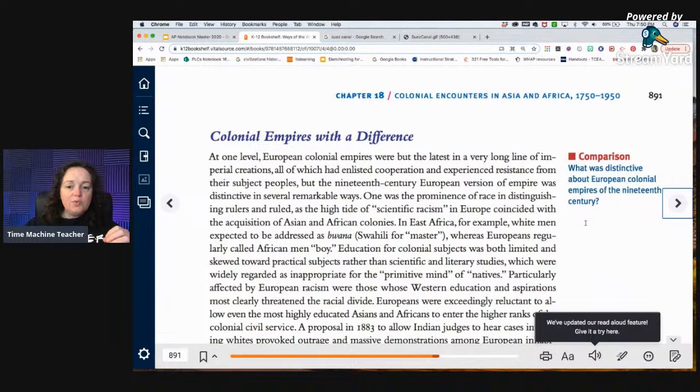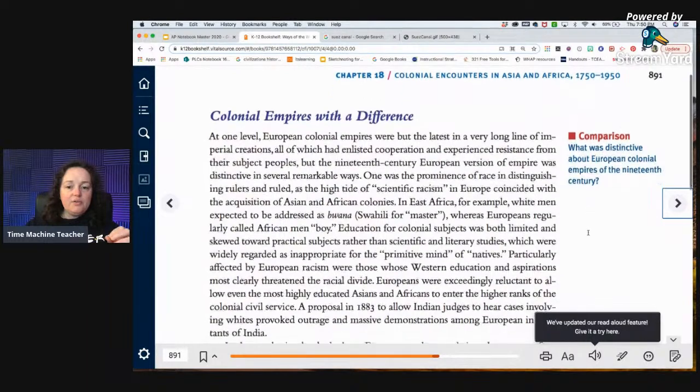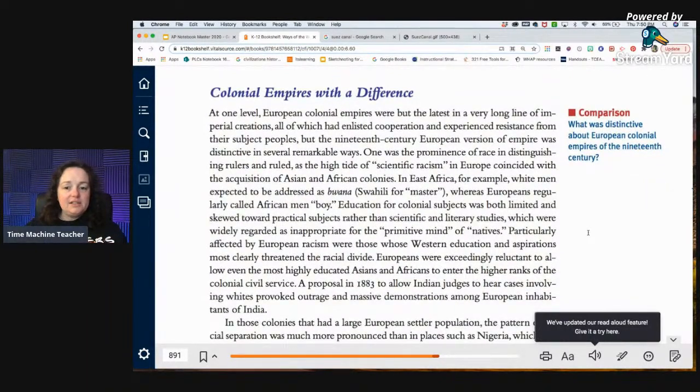Our next question is, what was distinctive about European colonial empires of the 19th century? Distinctive means different. What is something that sets them apart? So keep that word in your mind. If you ever have to write a difference essay, you can use that word, distinctive.